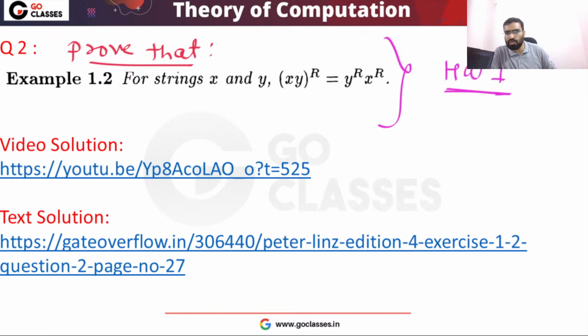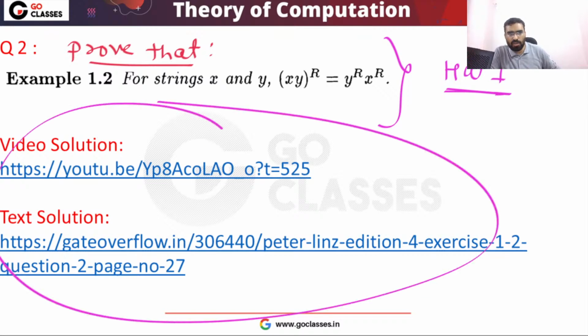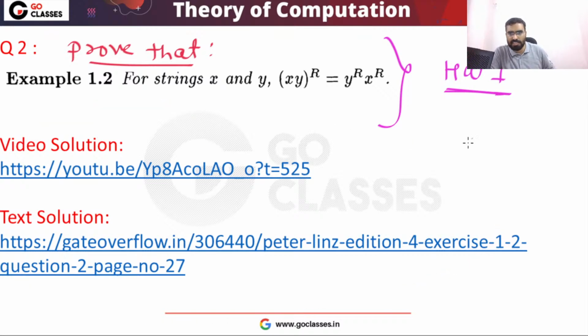You can find the solution in the link in the description. Okay, so the video solution you can find in the description. You can just check it out. Okay, so the homework 1 we have already seen this question. Basically for any string x comma y, x y whole reverse is equal to y reverse x reverse. The proof we have already done in the homework 1. You can find out this proof, okay, this homework 1 you can find out in the description.